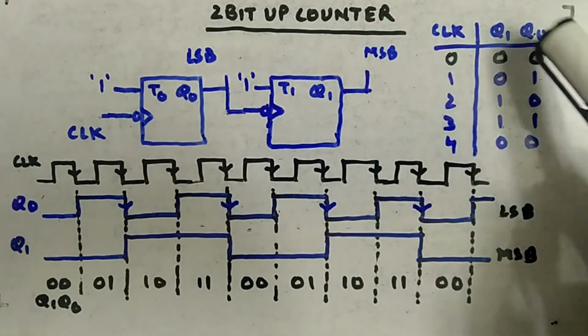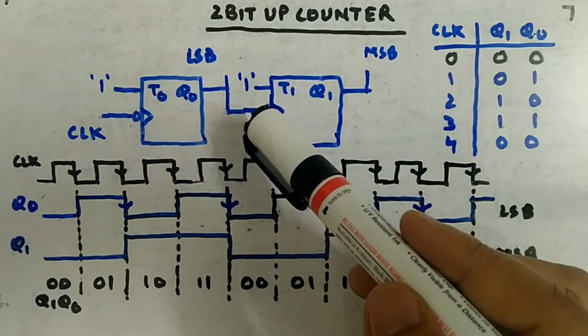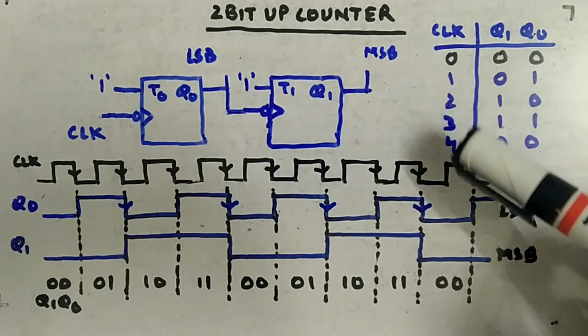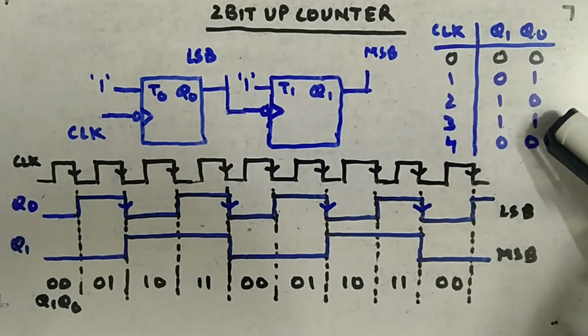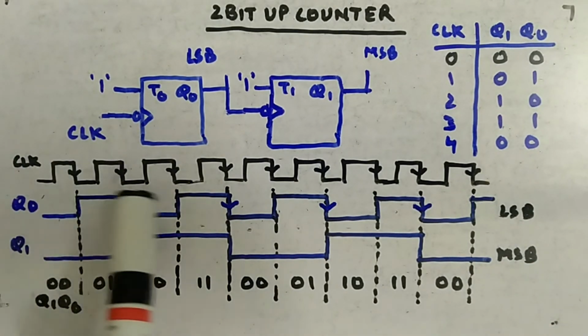So you can see this is the state diagram we had previously, and these are the outputs we were getting at every clock pulse, and it keeps on repeating 0 1 2 3, then 0 1 2 3, 0 1 2 3, like this. So here you can see this clock, the external clock, I have made like this.